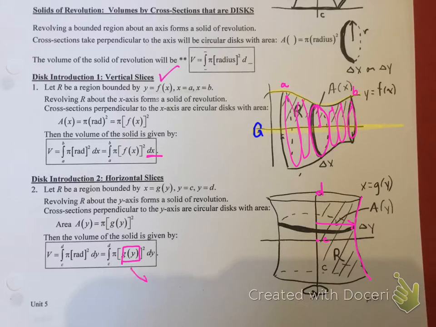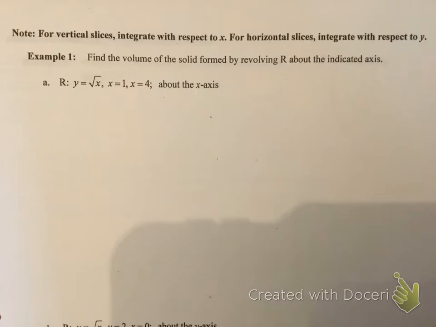So by the way, your function has to be written as x equals blah, blah, blah. For the vertical slices, it's going to be y equals whatever. So just make sure that your function changes up with that as well. Okay, so let's go ahead onward, and we're going to look at an example and see how this plays out.